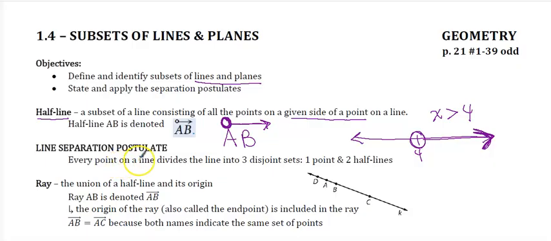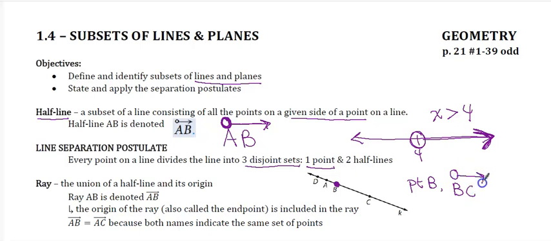Then we have a line separation postulate. So every point on a line divides the line into 3 disjoint sets or parts. So we're going to have one point, and the point is one of those sets, and then it has 2 half lines. So on this line, if we look at point B, it's going to divide this line into 3 parts. We're going to have point B as one point, and then we're going to have the half line that starts at B, so I'm going to have this open circle, and goes towards C.